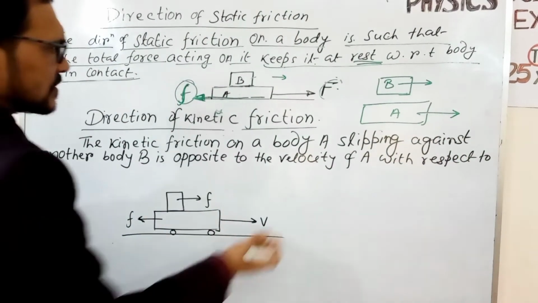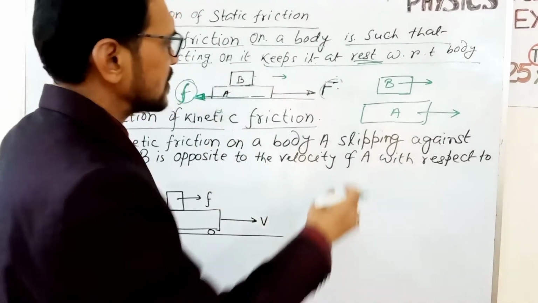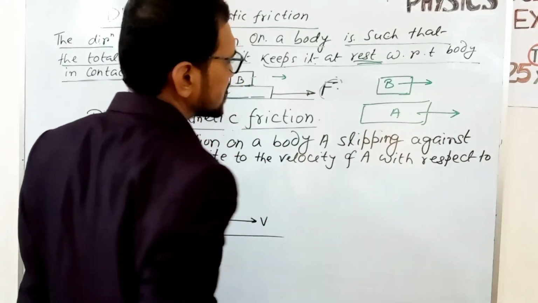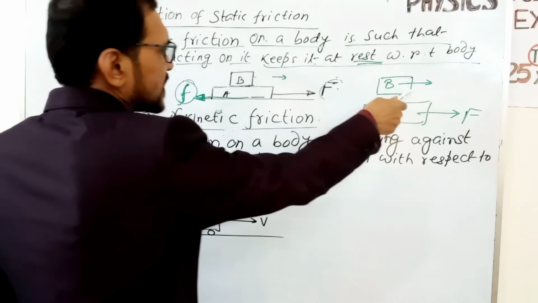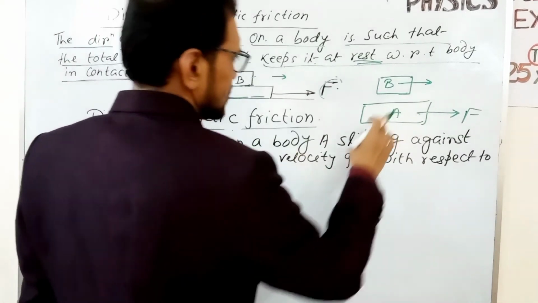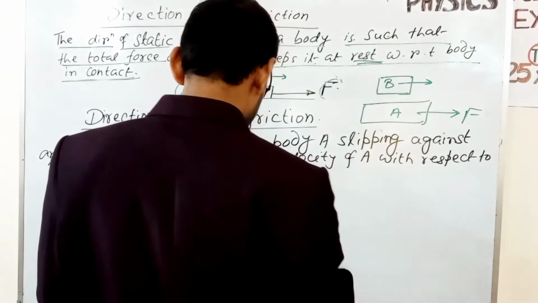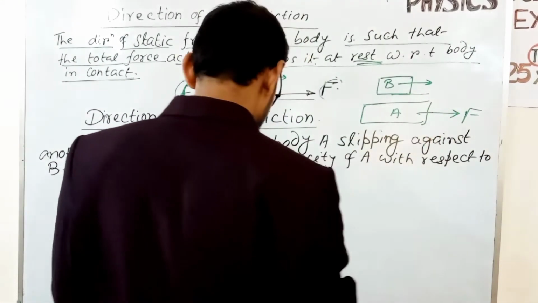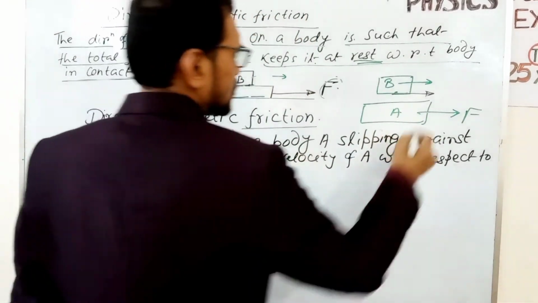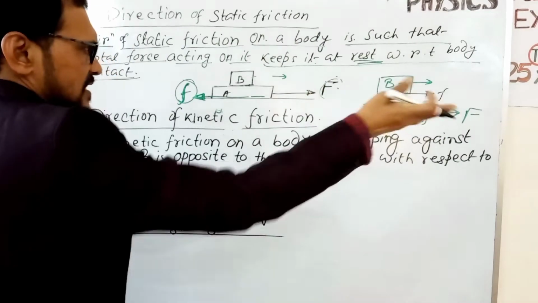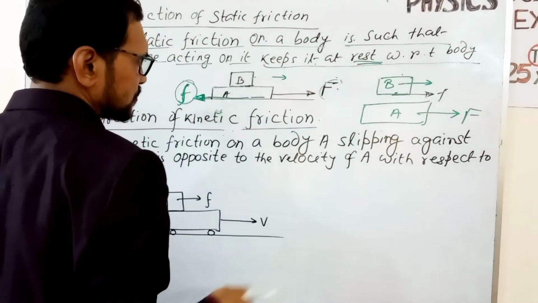So on B, no other external force is applied. External force is applied on A only. So as body B moves to the right side, here also a frictional force must be the external force. Frictional force drives the motion of the body. So here the frictional force acts in this direction, because no other external force acts on body B.